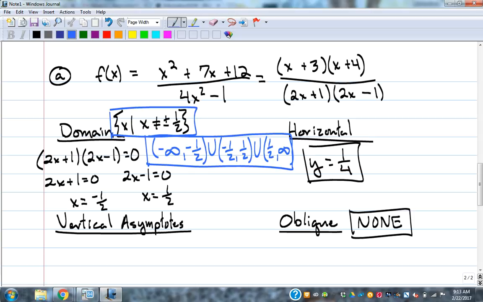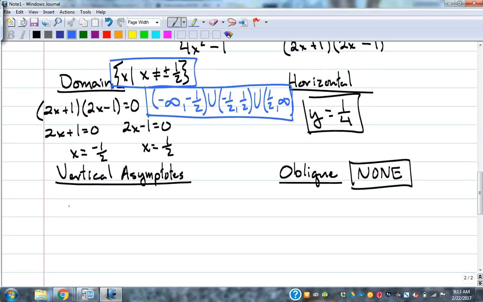All right. Now, since nothing's simplified, our vertical asymptotes will match these equations from solving the denominator equal to 0. Our vertical asymptotes will be at x equals -1/2 and x equals +1/2. Okay.